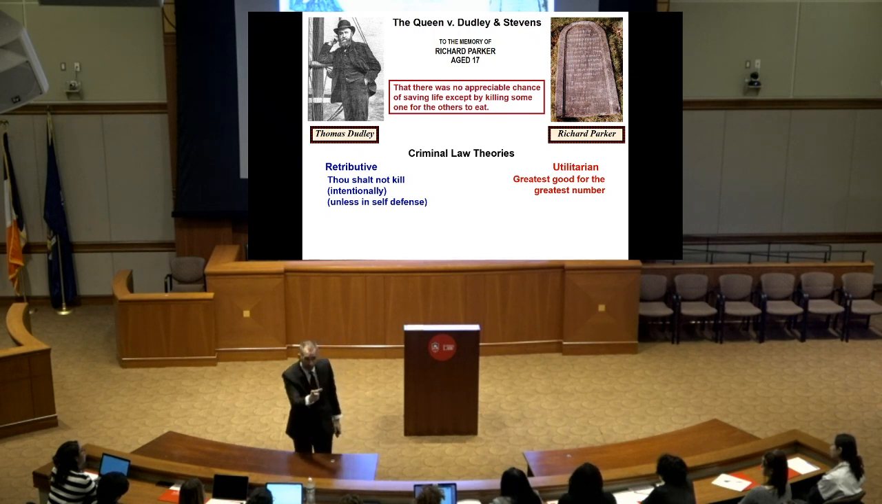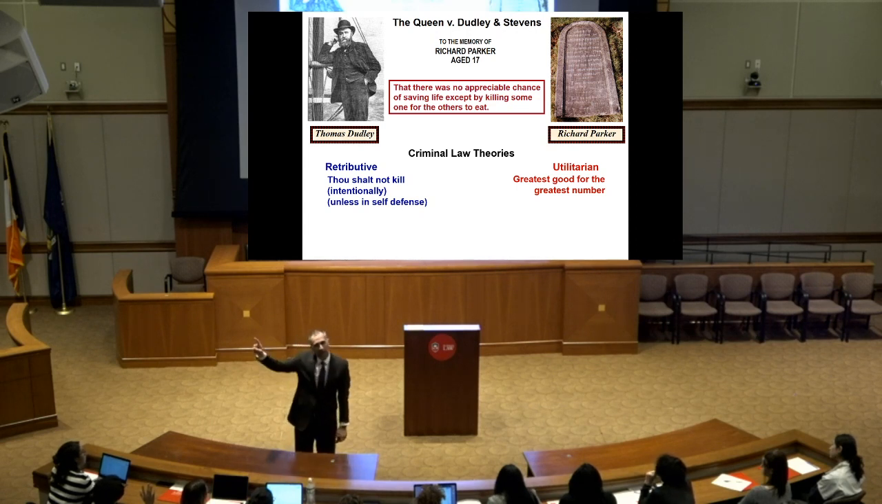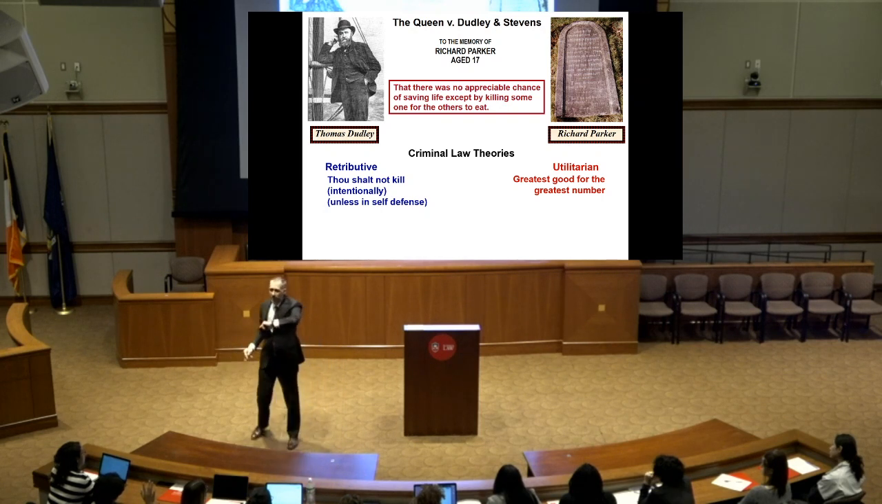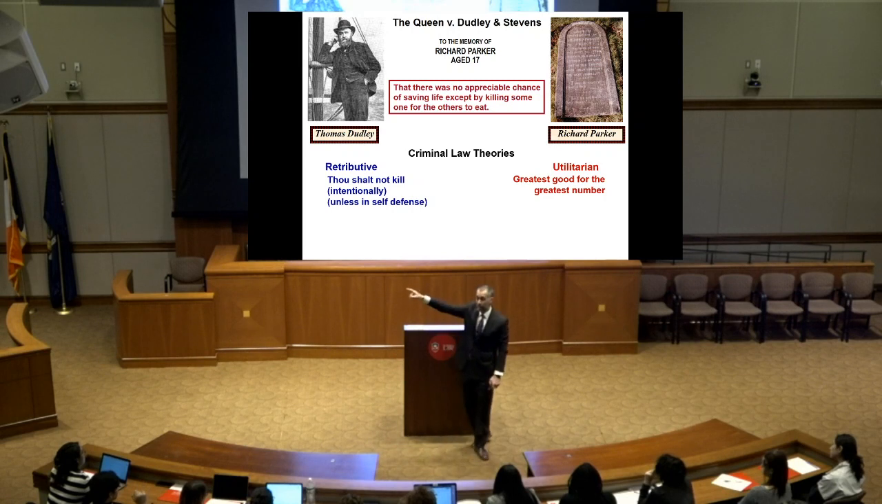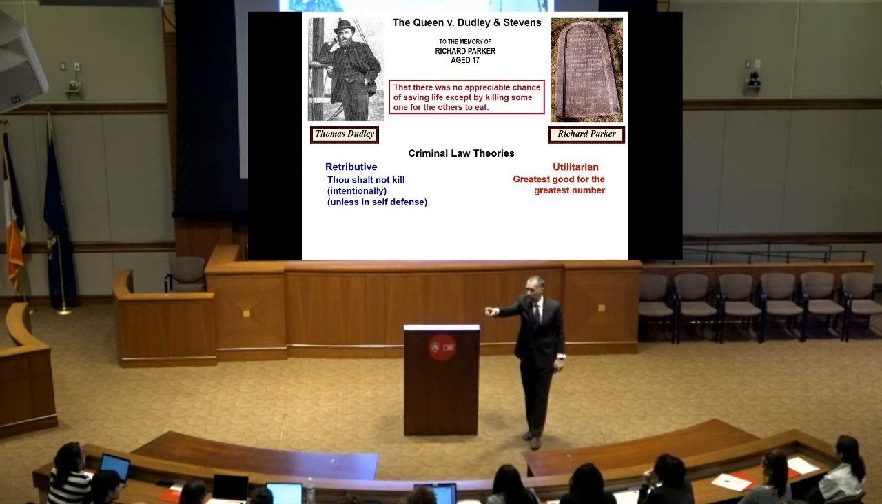Now think about rules in Dudley and Stephens. If you punish Dudley and Stephens, are you accomplishing anything in the future? No. Hope says no. Somebody give me the argument, the utilitarian argument, that by punishing Dudley and Stephens, we can accomplish a good in the future.